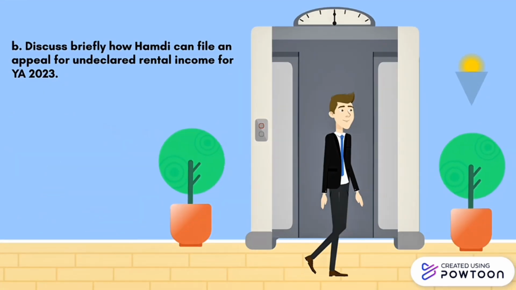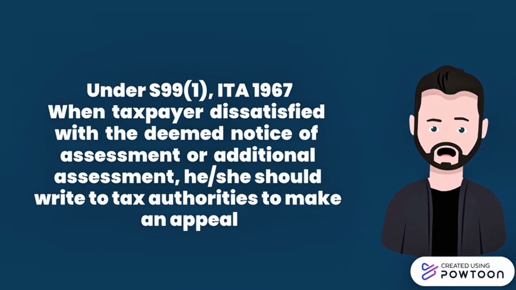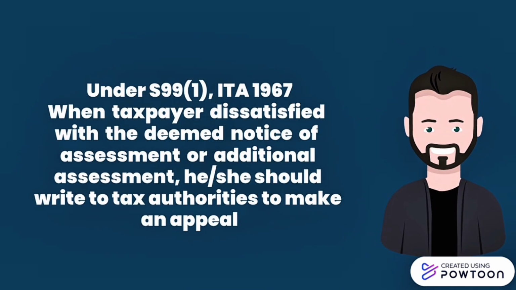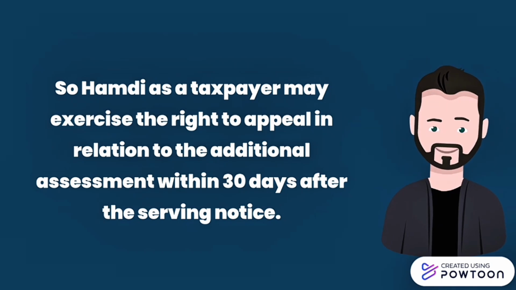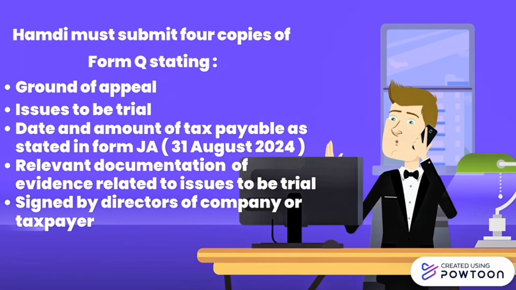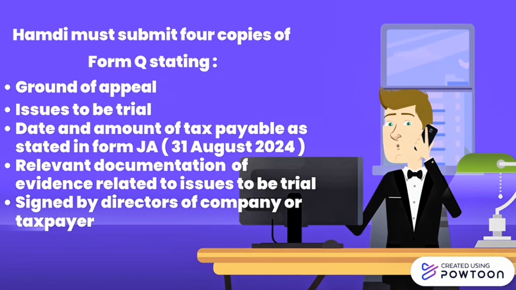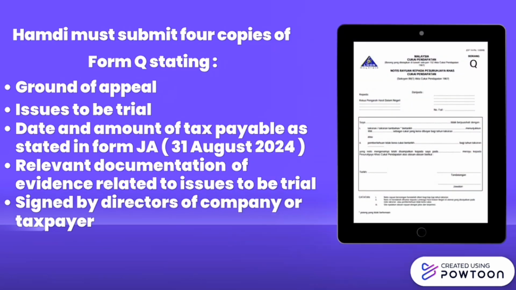B. Discuss briefly how Hamdi can file an appeal for undeclared rental income for year of assessment 2023. Under Section 99 Subsection 1, Income Tax Act 1967, when a taxpayer is dissatisfied with the deemed notice of assessment or additional assessment, he or she should write to the tax authorities to make an appeal. So Hamdi as a taxpayer may exercise the right to appeal in relation to the additional assessment within 30 days after the serving of the notice. Hamdi must submit 4 copies of Form Q stating the grounds of appeal, issues to be tried, date and amount of tax payable as stated in Form JA, and relevant documentation of evidence related to the issues to be tried, signed by directors of the company or the taxpayer.